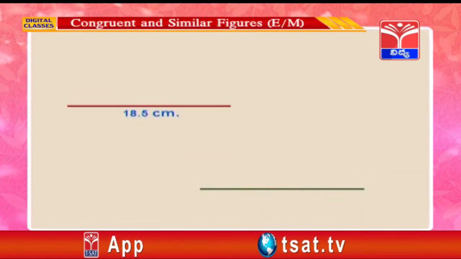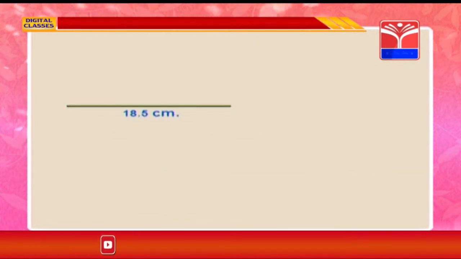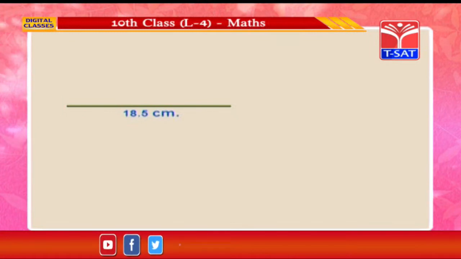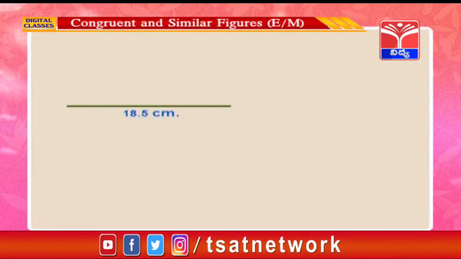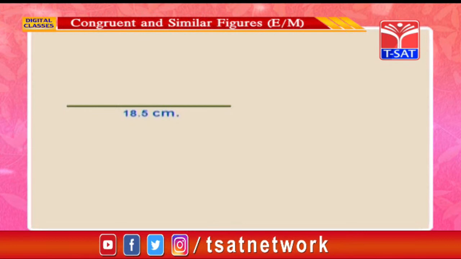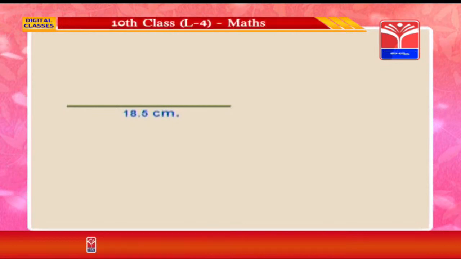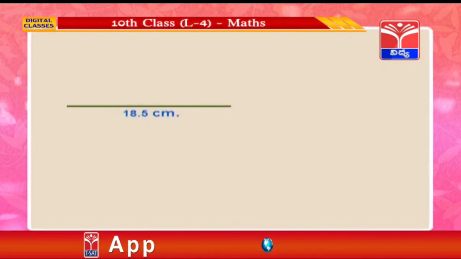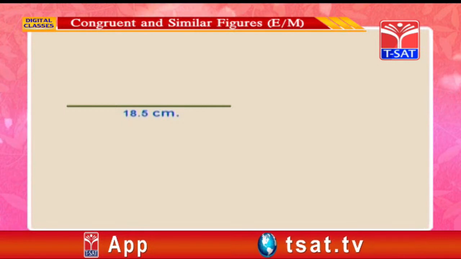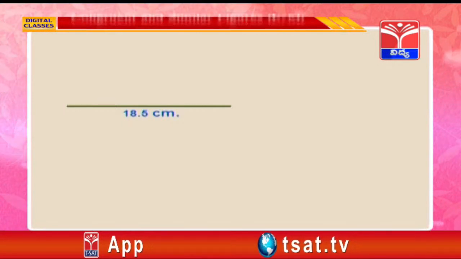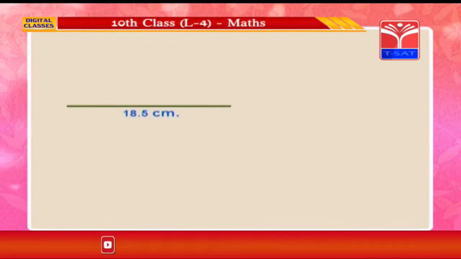Let us try to place this line segment one over the other. So, you can observe they coincide. This is happening because they have equal measure and they are congruent. When you place congruent things one over the other, they will coincide.